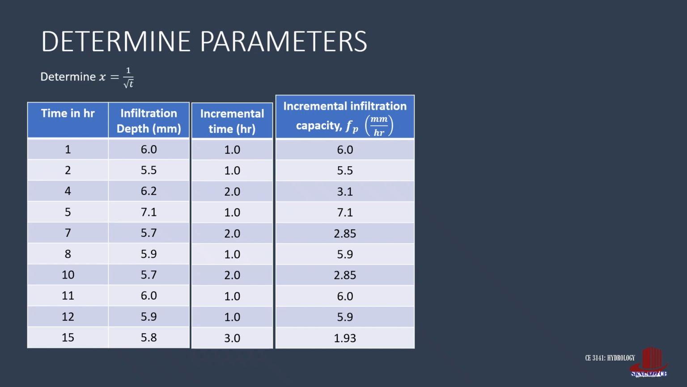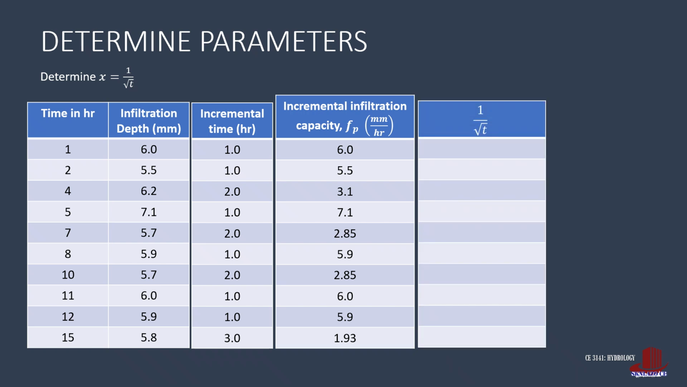We then compute for x, which is the reciprocal of the square root of t. From the various columns we generated, which one should we take to solve for x? Note that the x-axis is the increasing time, so we use the cumulative time in hours. Starting with the reciprocal of the square root of 1, which is also 1. 1 all over the root of 2 is 0.7071. 1 upon the root of 4 is 0.5.